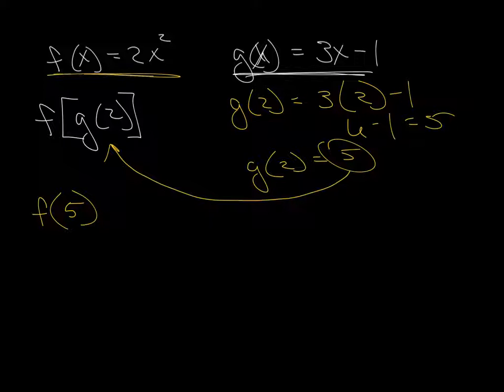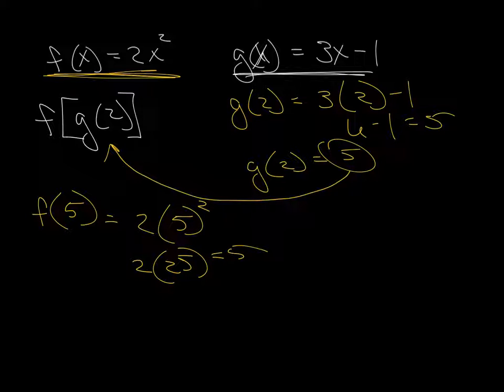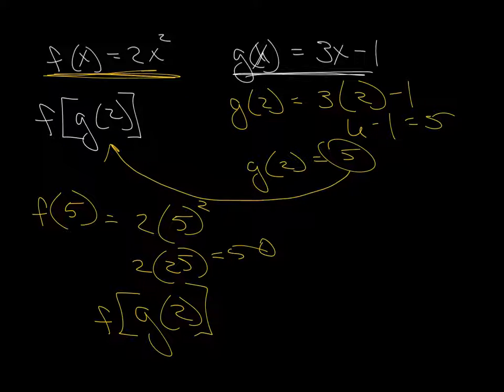What is f of 5? Take that one, and I write it as 2, and I replace my x with my 5, and I get 2 times 100, whoops, not 100, what am I doing here? 25 equals 50. Okay, so f of g of 2 equals 50. Alright, let's look at another one here.